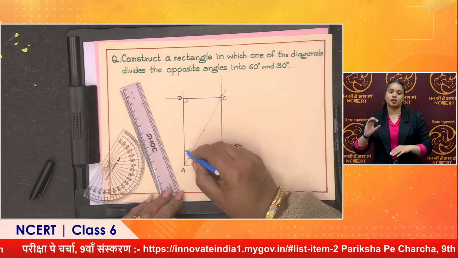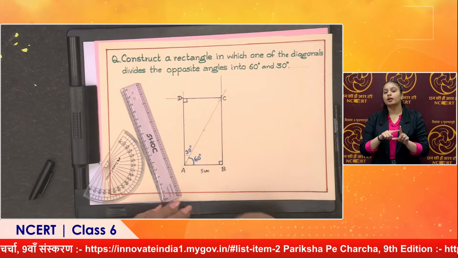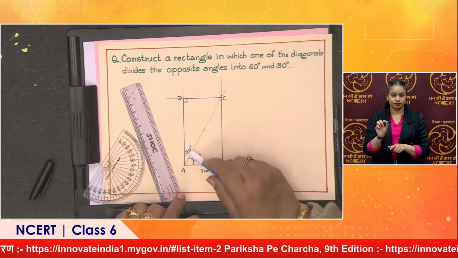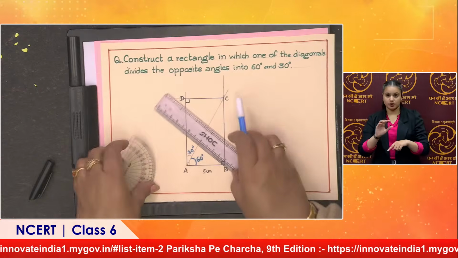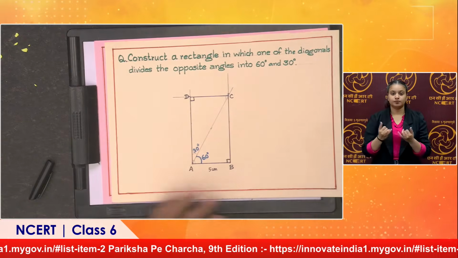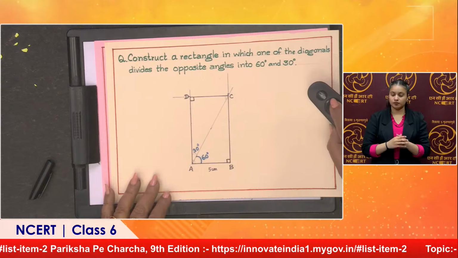So, how much should this angle be? It should be 30 degrees, isn't it? 30 plus 60 will give me 90. Okay, now one last one more we have. Can we just discuss, Renuji?